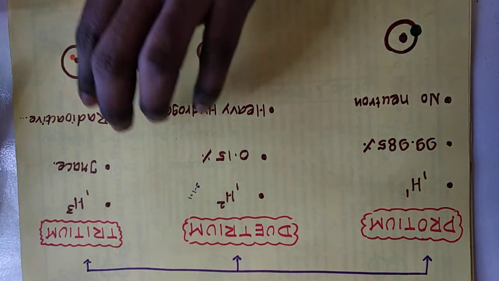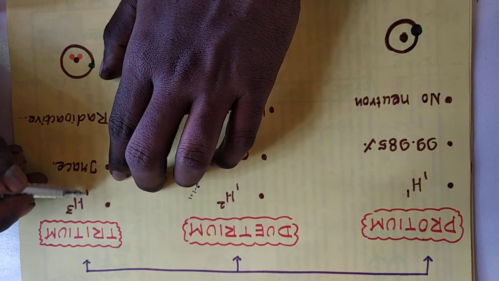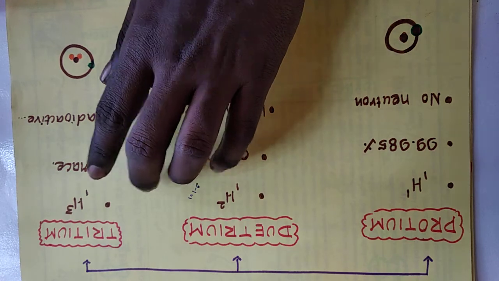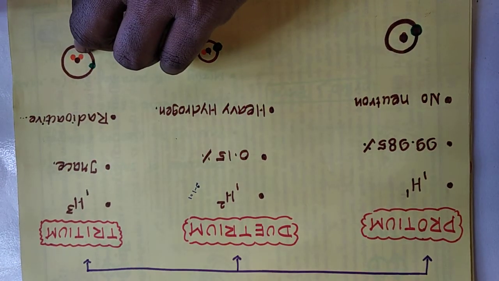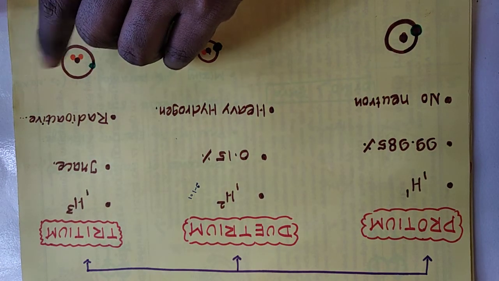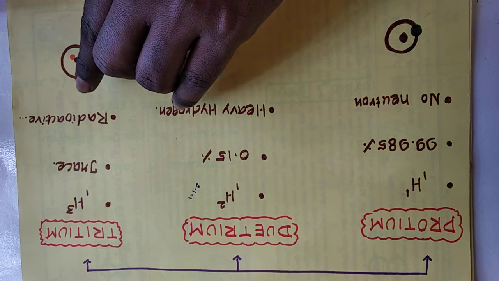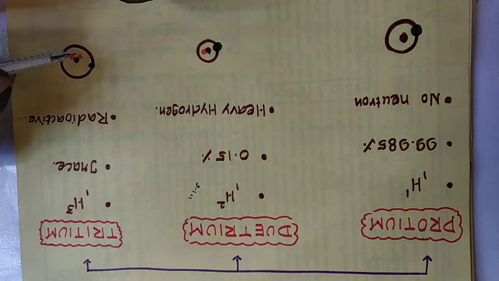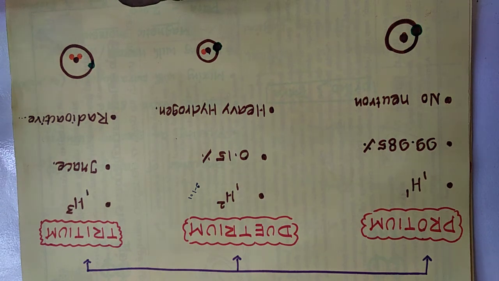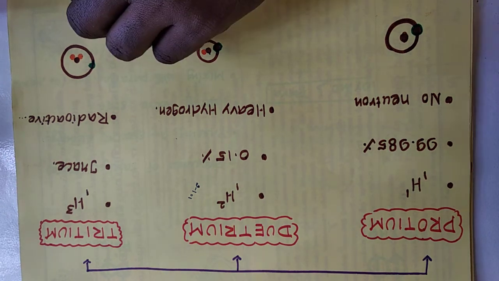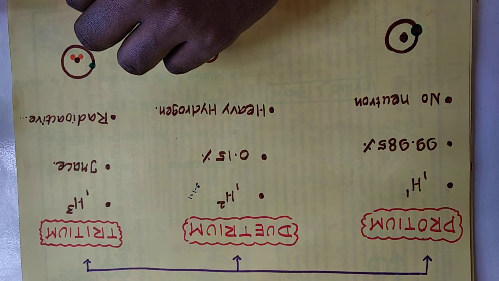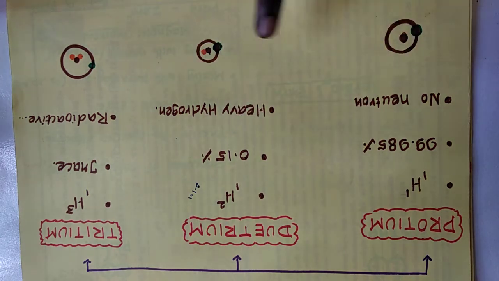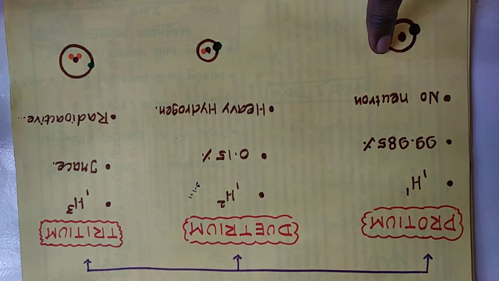Then the next one is tritium. Tritium's atomic number is 1, so it has one proton and one electron. The brown color ball represents the proton, there is one proton. Then this green color ball is the electron, there is one electron. Then these orange color balls represent neutrons. Here there are two neutrons. That is given in the last point. The protium has no neutron.